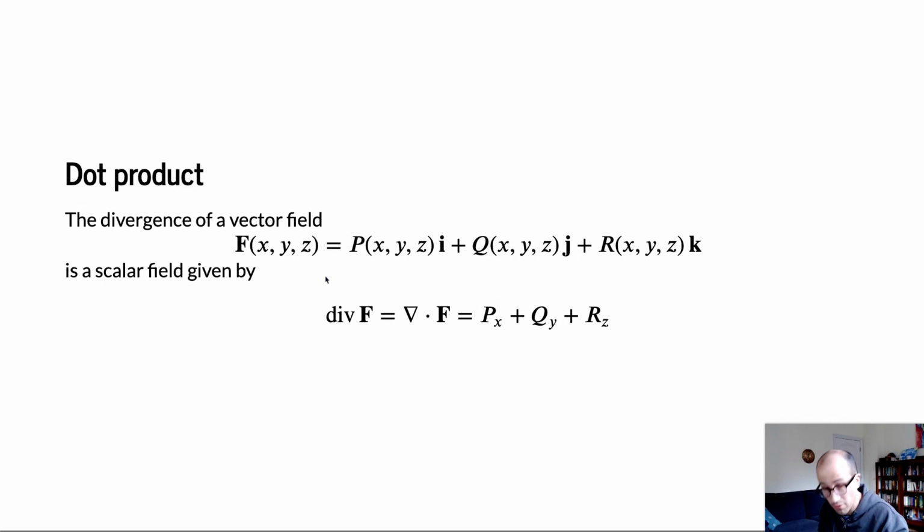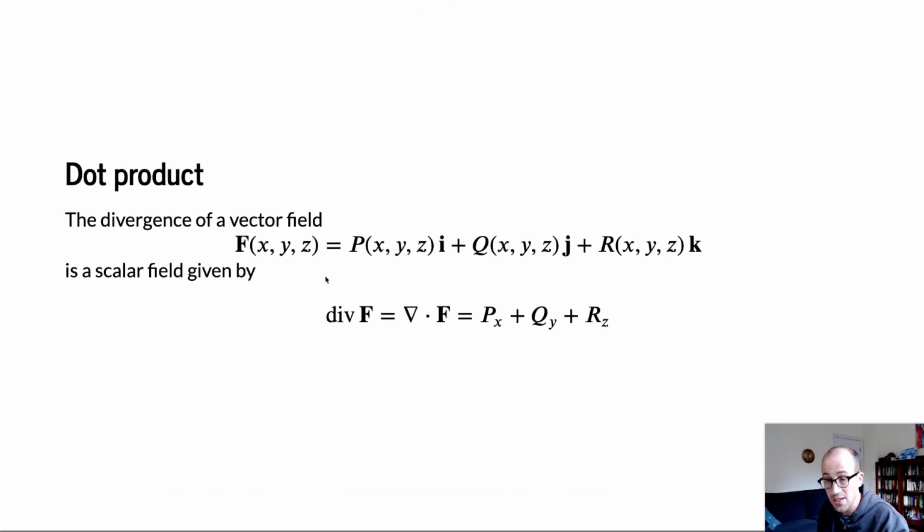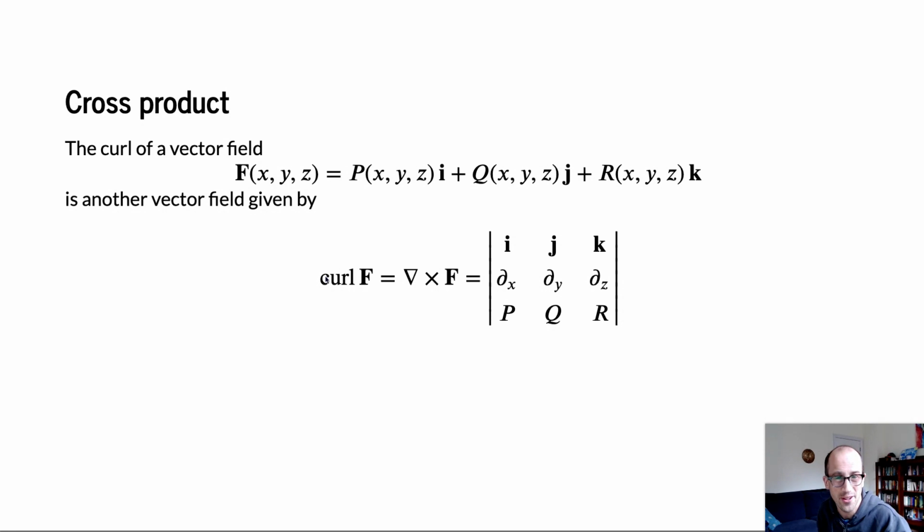So just to keep track of that pattern, right? Scalar multiple gives you the gradient. Dot product here gives you the divergence. And so you can guess what the next one is, which is really nice, the good old cross product, right?